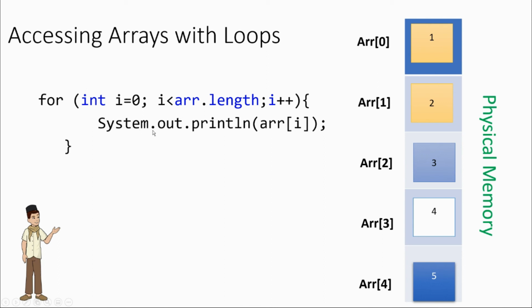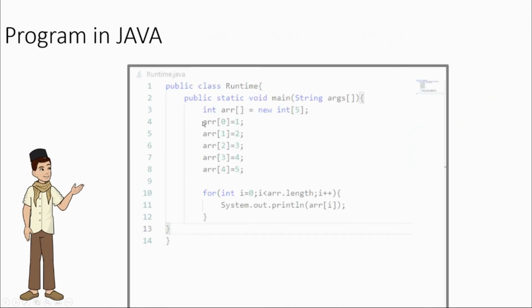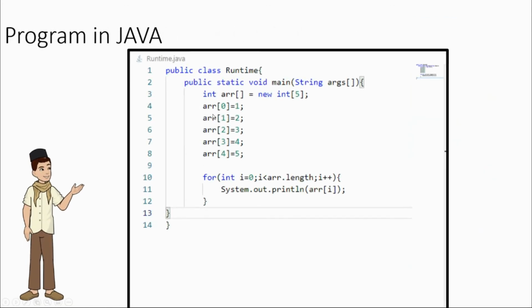So if you wish to see the Java program for this, you can see I have written the Java program that we have discussed now. Whatever we have discussed, you can see I have written the complete code. I have created a class named runtime, and within that I have created the main function, and within that main function I have created an array of length 5, and I have assigned a value to each of the indexes, and then I have printed the result.